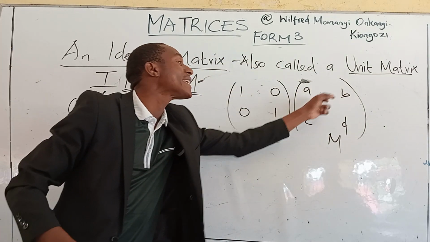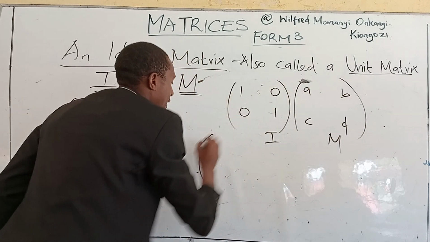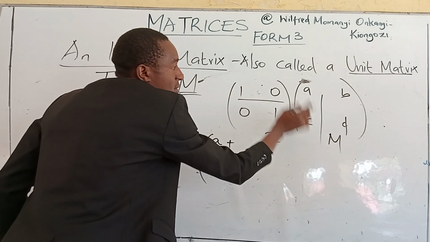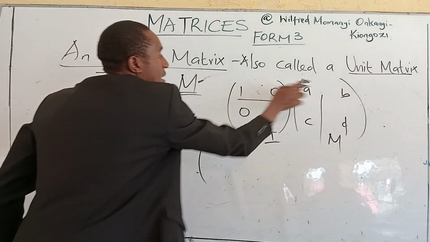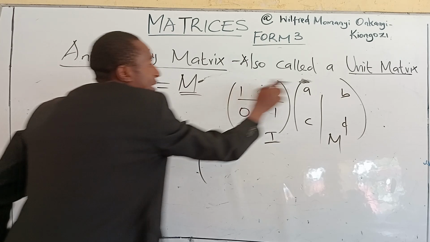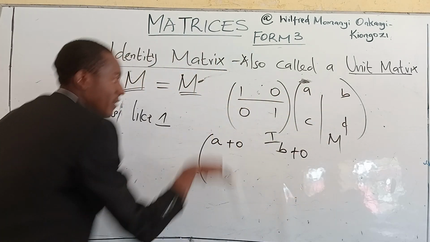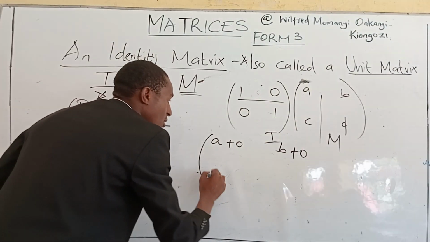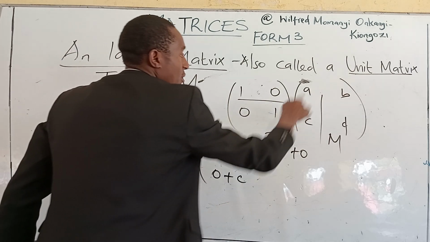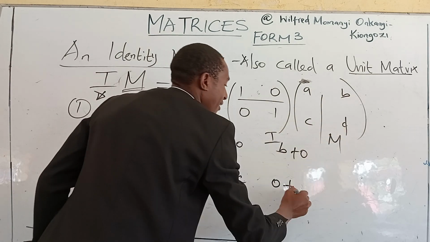You will realize that we get A, B, C, and D. So 1 times A is A, plus 0 times C, which is 0. The other far end, 1 times B is B, then 0 times D is plus 0. Now the second row, 0 times A is 0, and then of course 1 times C is plus C. Then the last one, last row, last column, 0 times B is 0, then 1 times D is D.